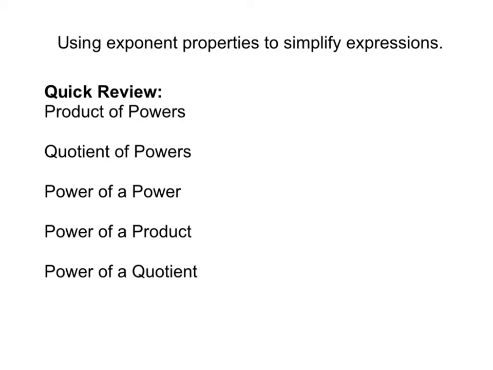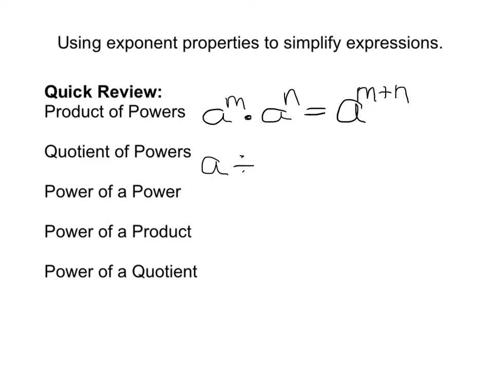Product of powers lets us take two algebraic expressions that have the same bases and are being multiplied together. We can then keep the same base and add our exponents together. Quotient of powers was very similar because we were taking two algebraic expressions that were divided and had the same base. We could then take their exponents and subtract them.